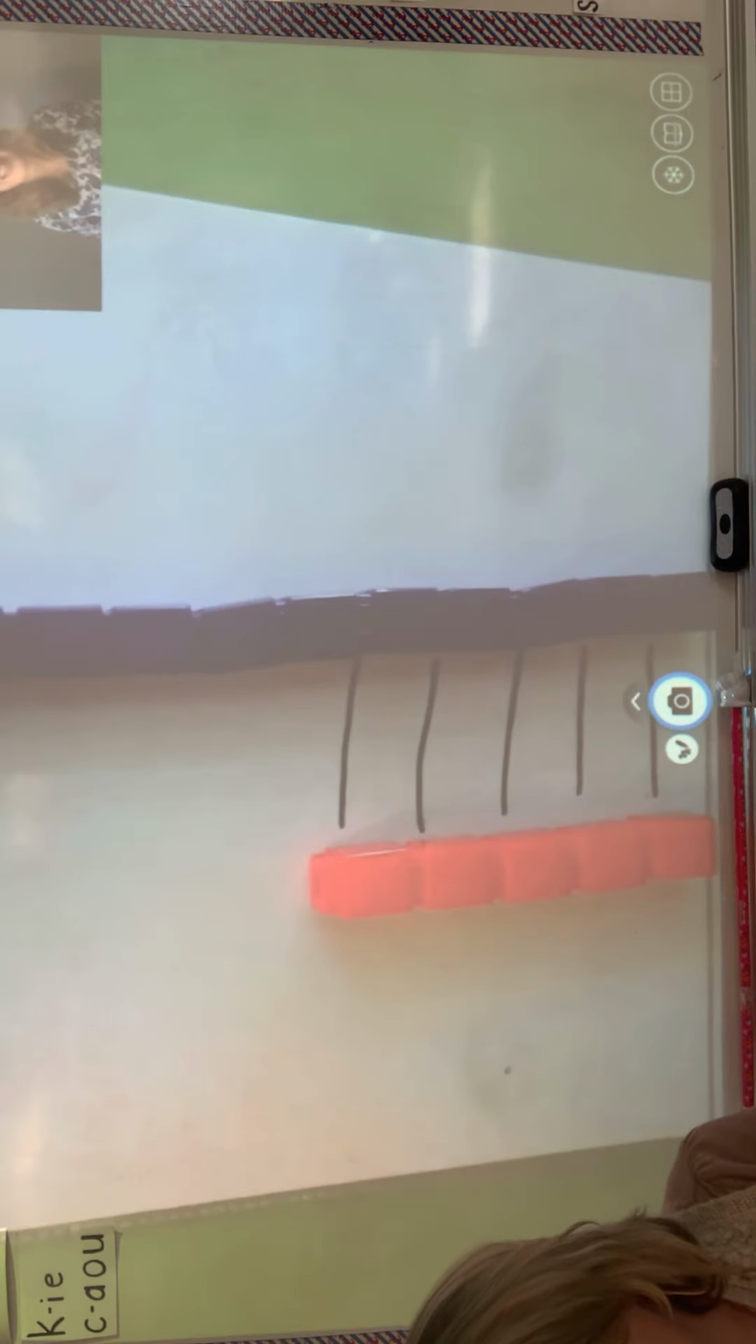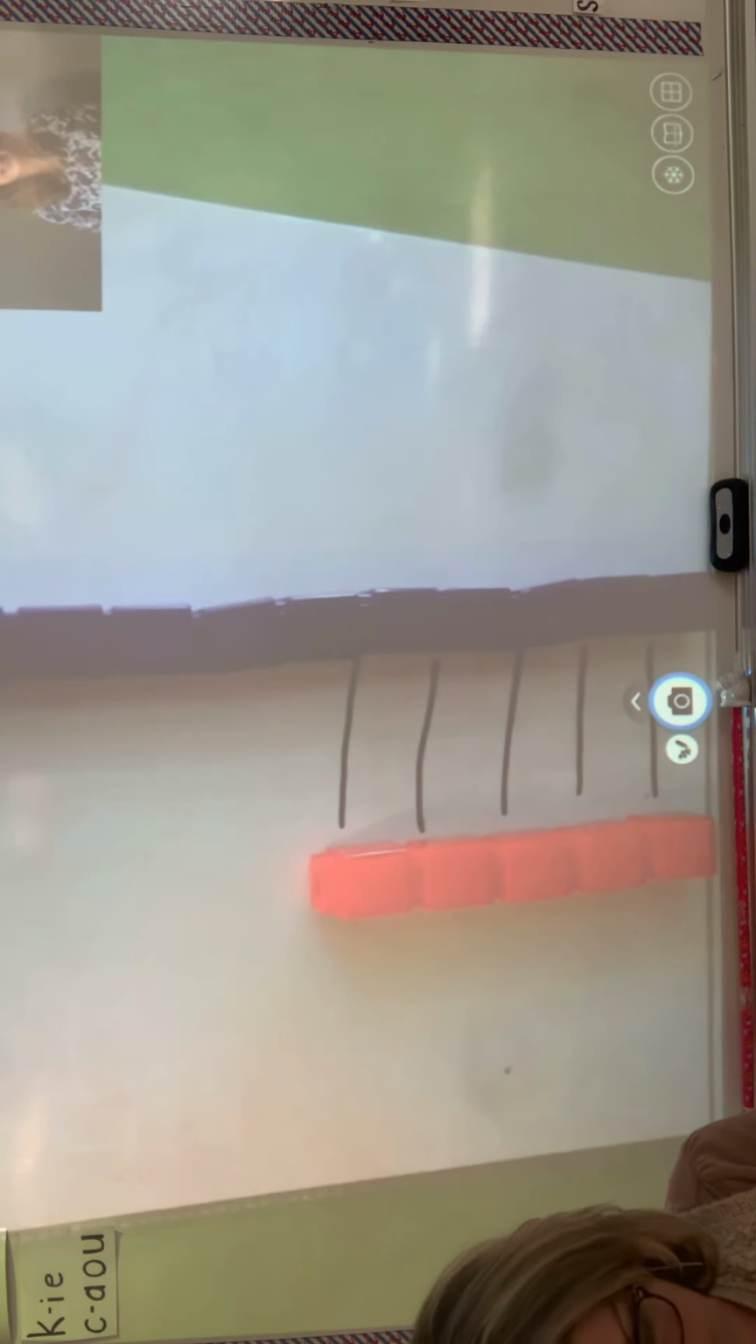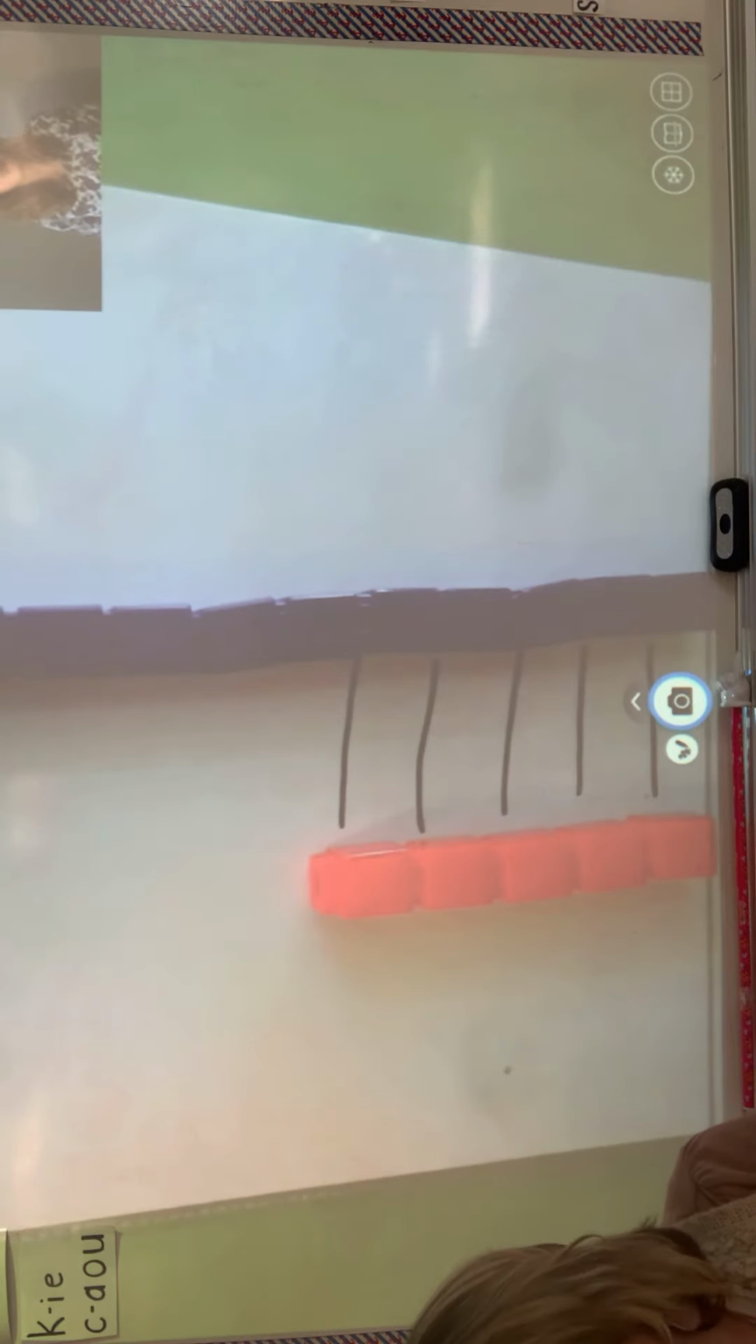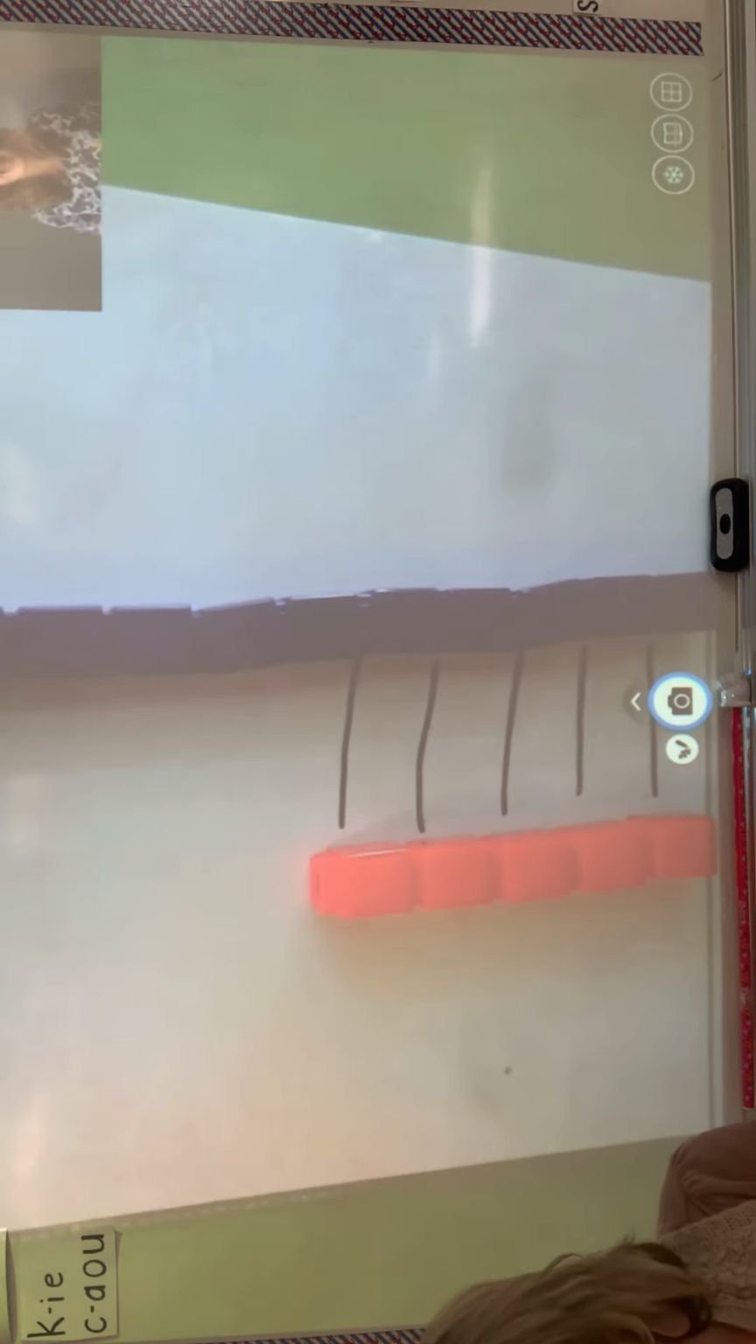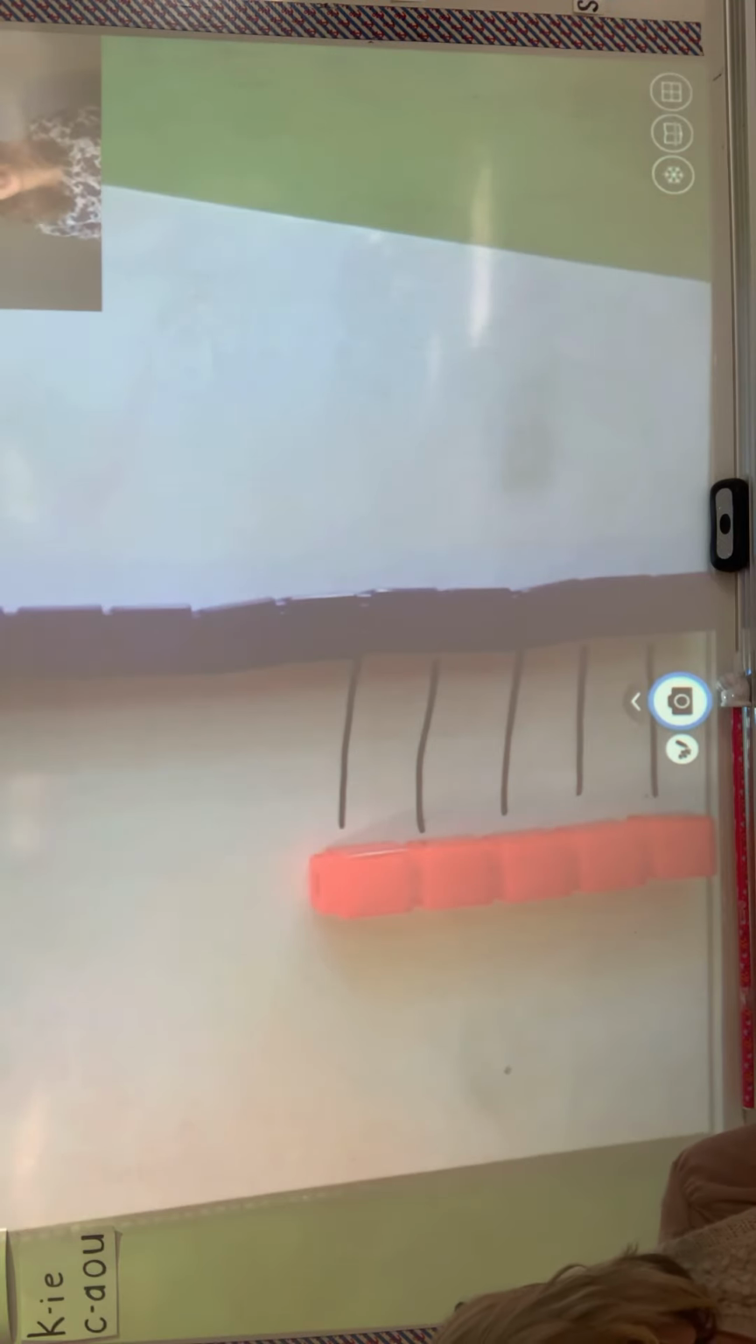Great strategies. I heard some of you say that you counted your cubes, so you knew which set of cubes was more. I heard some of you say that you could just tell which set of cubes was more by looking. For my set of cubes, I could tell that the blue set was more than the red set because it was taller. Great job.